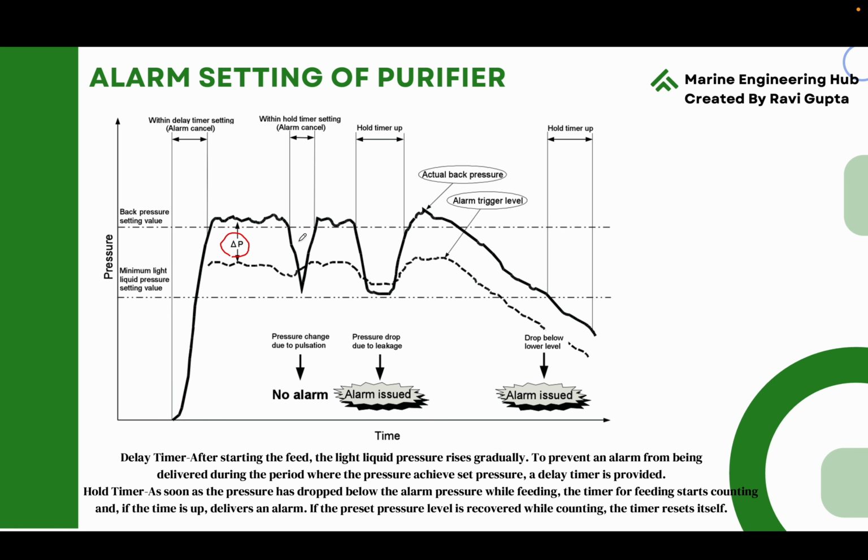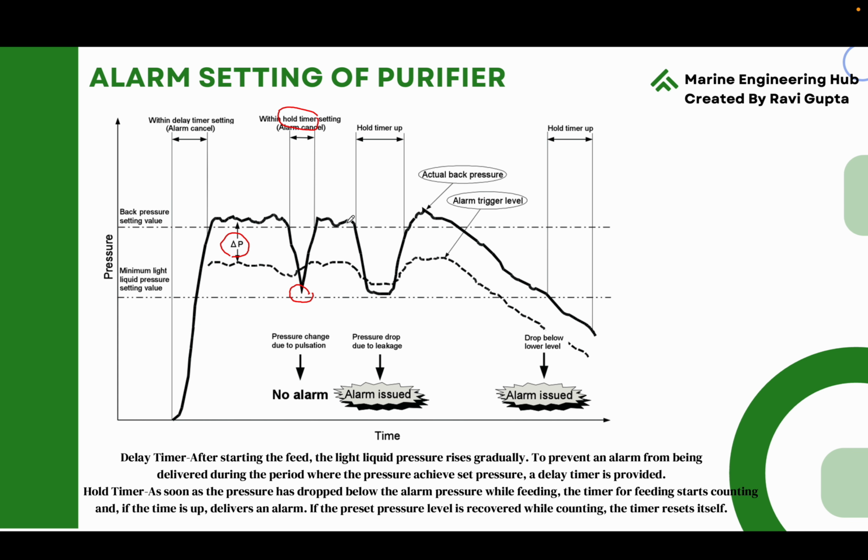And whenever it dips down to the minimum setting, and if it bounces back within a period of time, it will not give an alarm. It means that because of certain fluctuation in temperature, the light liquid purified oil pressure may vary. So in that case, to avoid unreasonable alarm, it has been given a hold timer. What is a hold timer? It means that the alarm will not get triggered if the back pressure is reset back to normal value within that period of time.